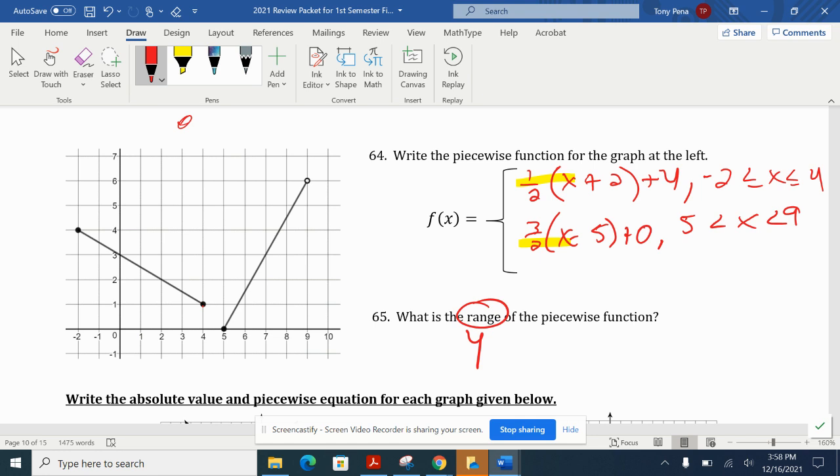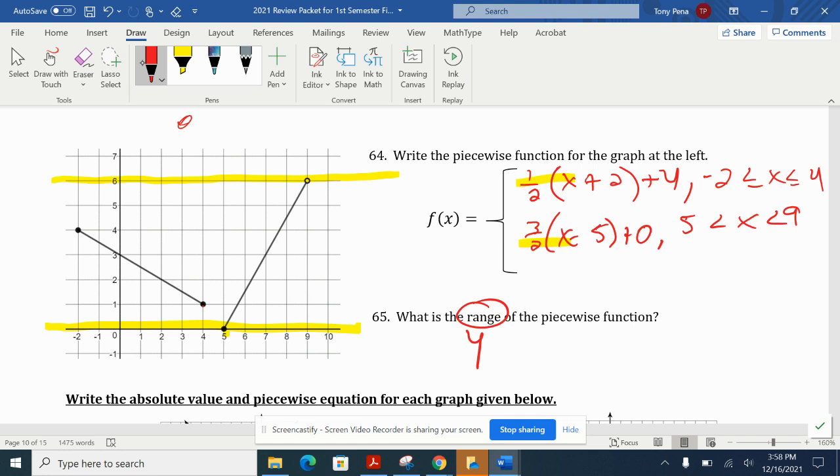So for the range, the lowest point is right here, so we want this y value. And then if you notice, the highest this graph is going to go is up here. And then we should hit every y value in between.